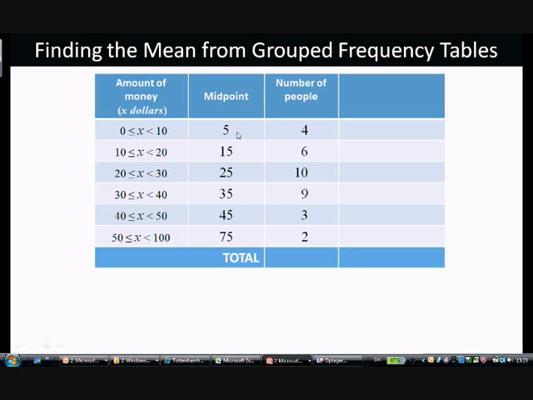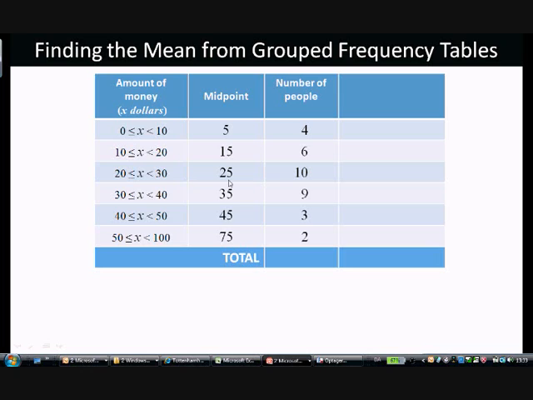But because we haven't got any more information, the most reasonable guess we can make is that on average they're all in the middle. So the next group, we know they've all got between $10 and $20. Could all have $10, could all have $19.99. But we're going to guess that they've all got 15 because it's in the middle. So that's 6 people with somewhere between $10 and $20. We're going to guess they've all got $15.